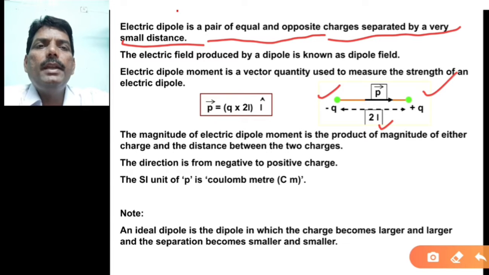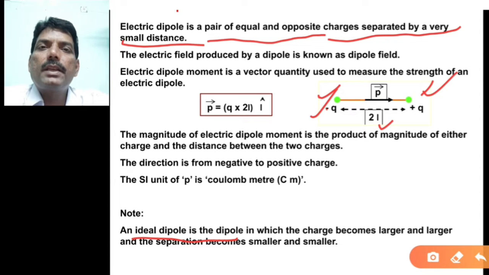For an ideal dipole, the charges become larger and larger, and the distance between them becomes smaller and smaller. So that is the case of the ideal dipole. Or you can say the distance between these two charges is very small. That is the condition for the ideal dipole.